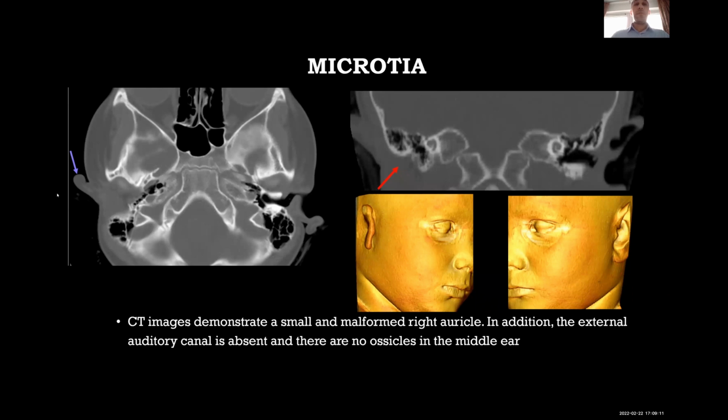Microtia, here it is, you will find it with the 3D and the volume rendering. It is very helpful. You may not be aware of this pathology. It may not hit your eyes, but here you find it very clear, and you will not lose plenty of time to have this reconstruction. CT images demonstrate a small and malformed right auricle. In addition, the external auditory canal is absent. Here it is absent, and there are no ossicles in the middle ear.